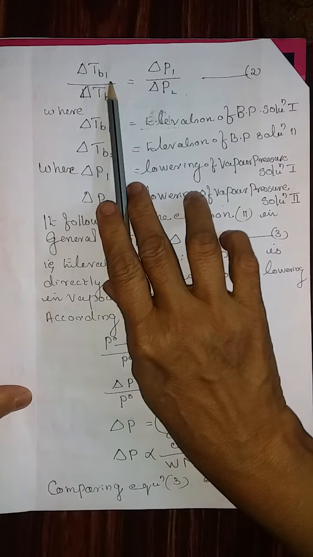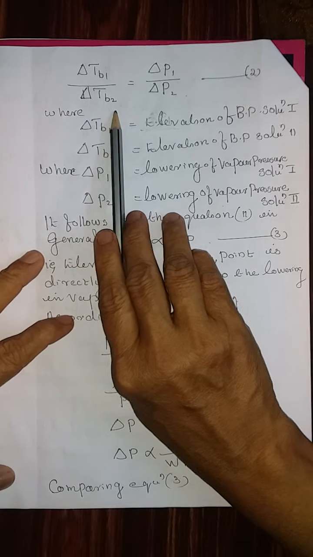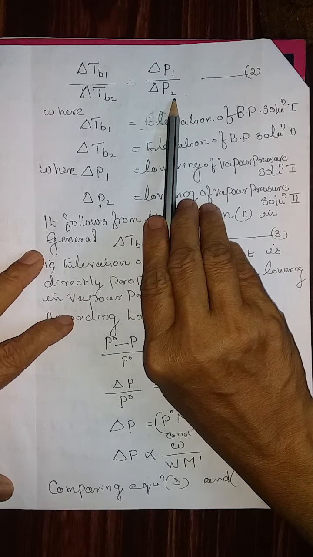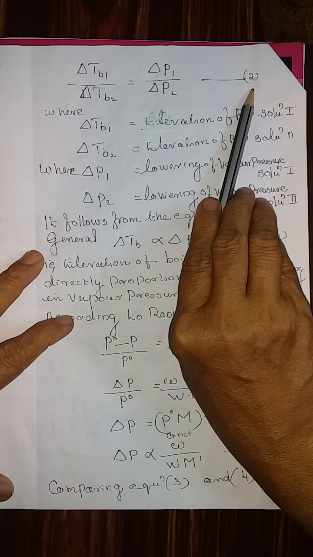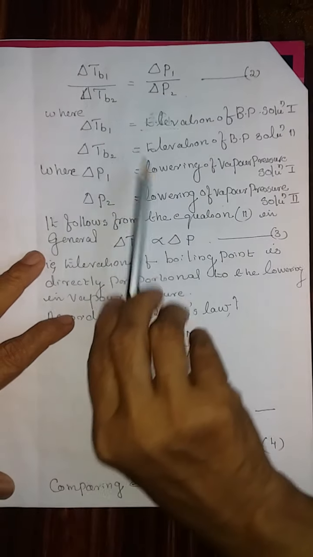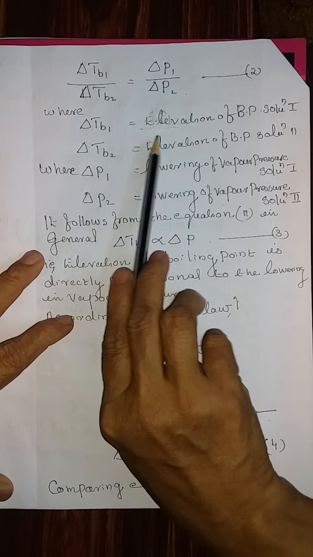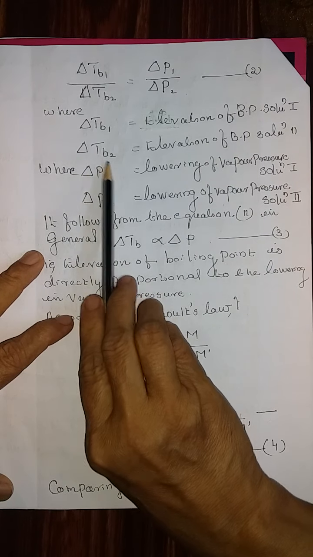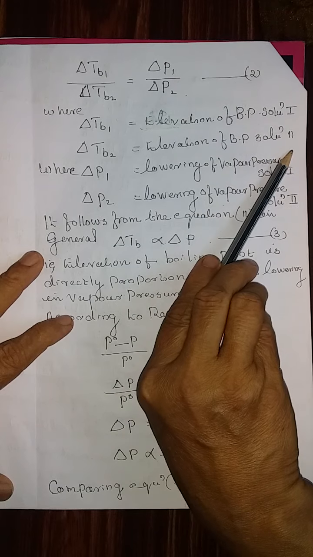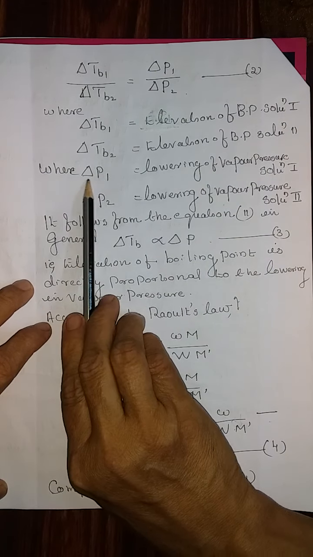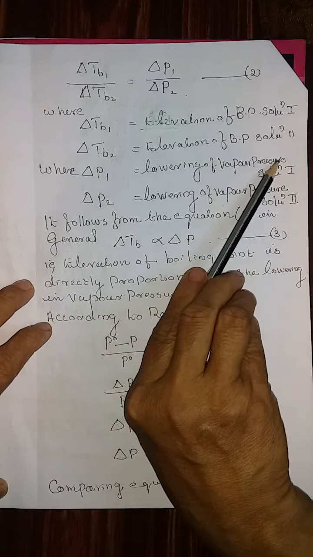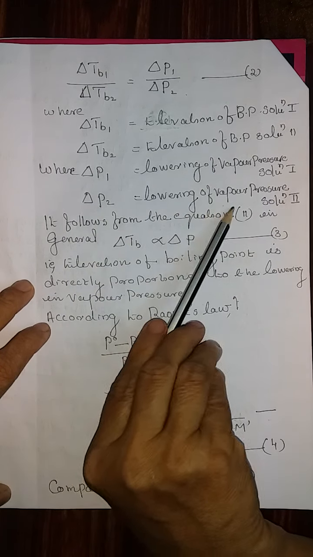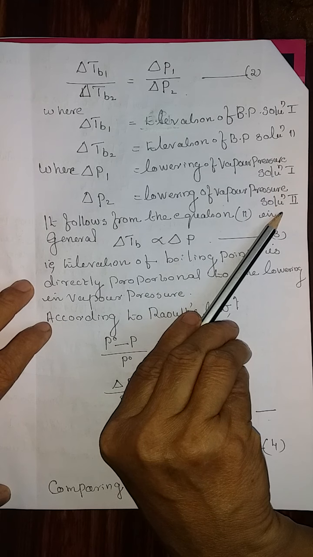Delta TB1 by delta TB2 is equal to delta P1 by delta P2, which is equation number 2, where delta TB1 is the elevation of boiling point of solution 1, delta TB2 is the elevation of boiling point of solution 2, delta P1 is the lowering of vapor pressure of solution 1, and delta P2 is the lowering of vapor pressure of solution 2.